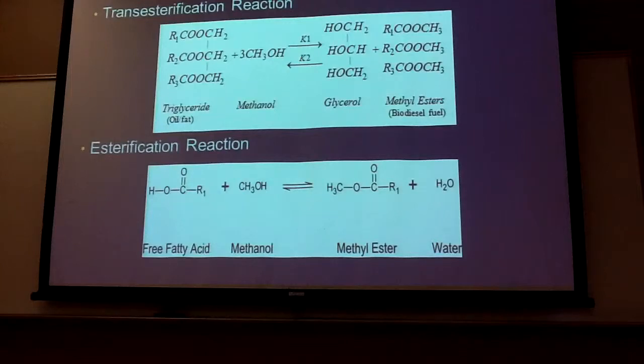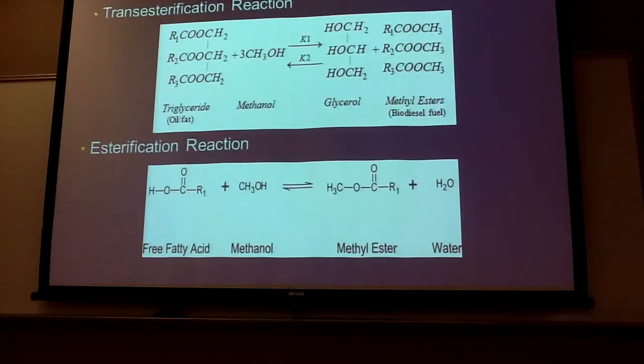So biodiesel is produced from two main reactions. It's a transesterification reaction, which would be where an oil molecule, which is a triglyceride, reacts with 3 molecules of methanol to produce glycerol and fatty acid methyl esters, which are biodiesel molecules.